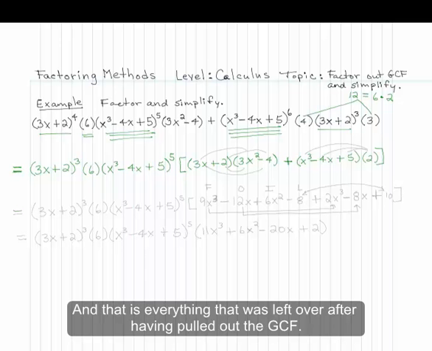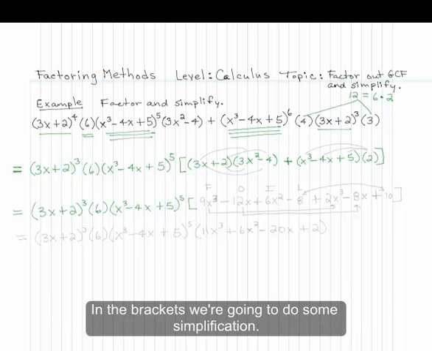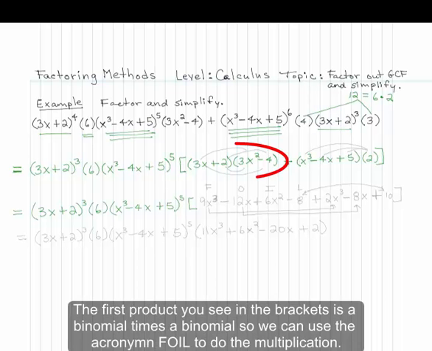So now what we're going to do is rewrite the GCF, 3x plus 2 raised to the third power, times 6, times x cubed minus 4x plus 5 raised to the fifth power. And now in the brackets we're going to do some simplification. The first product that you see in the brackets is a binomial times a binomial, so we can use the acronym FOIL to do the multiplication.